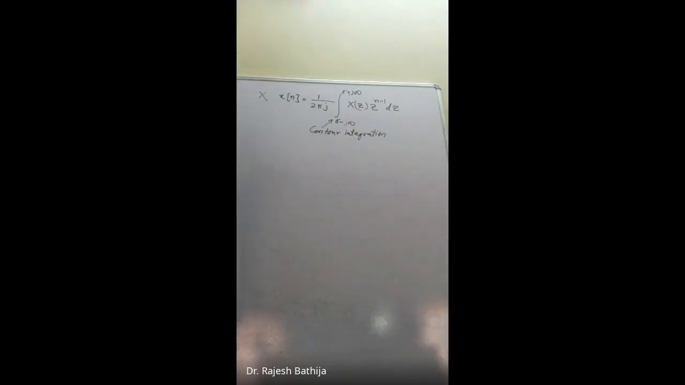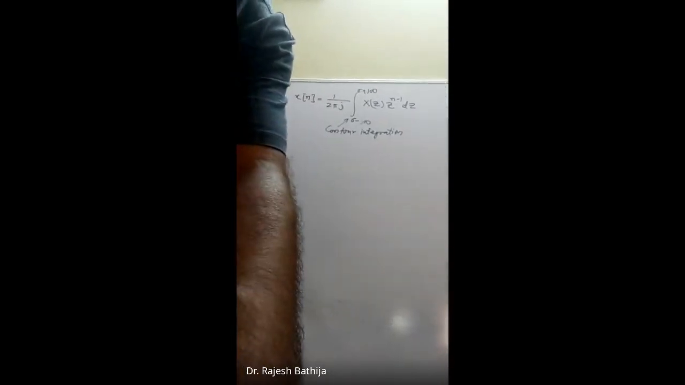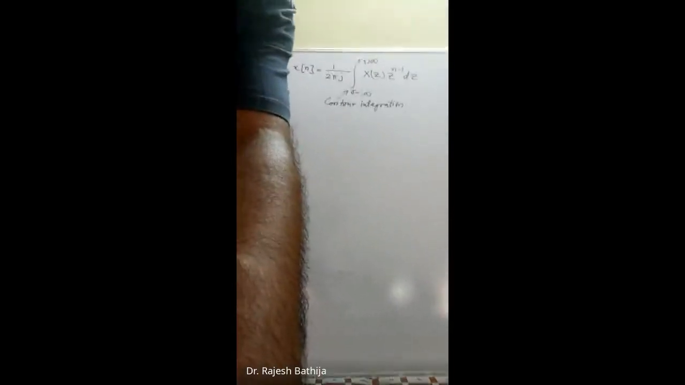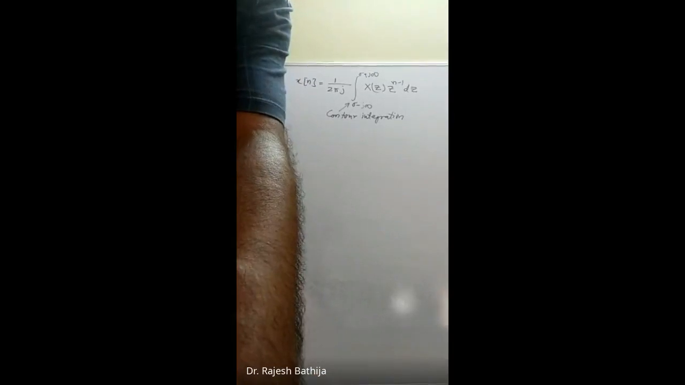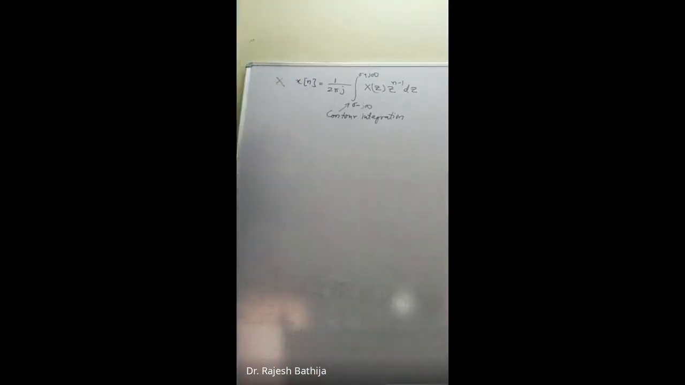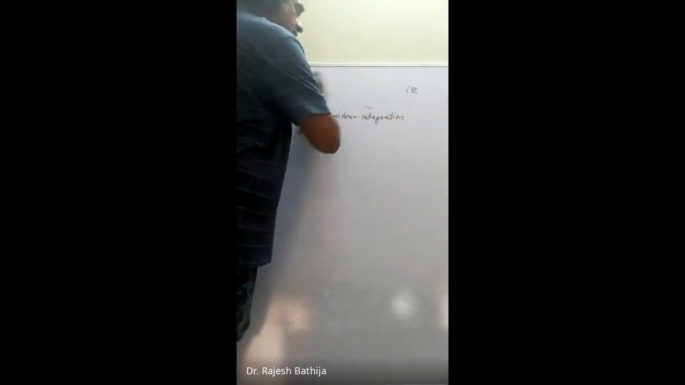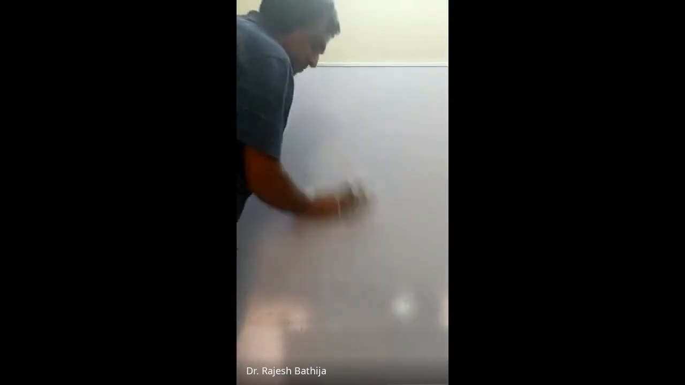Now, what we do, we will not use this formula to calculate the inverse Z transform. Rather than this, we will calculate through some other ways. And what are those other ways?